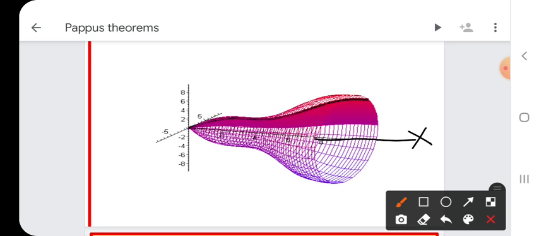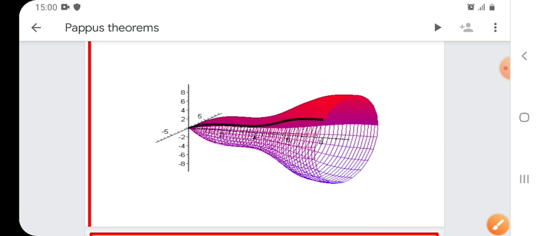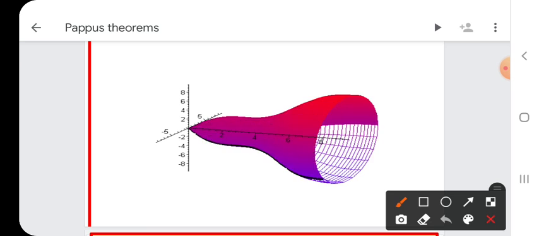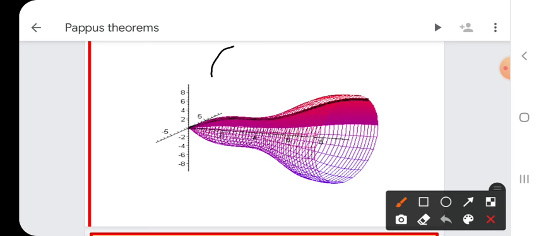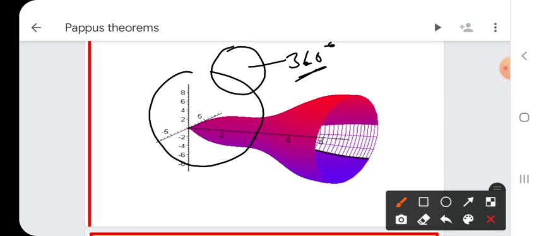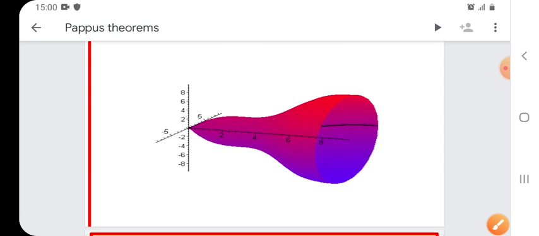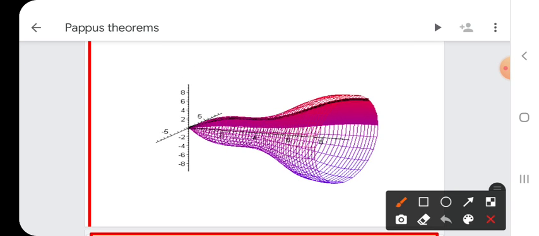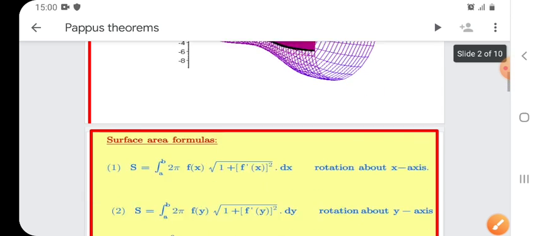Is it the x-axis or y-axis or any other axis? This is called revolution. Revolution means a complete turn of 360 degrees. A complete turn of 360 degrees is called revolution. Here the black curve revolves about this axis.